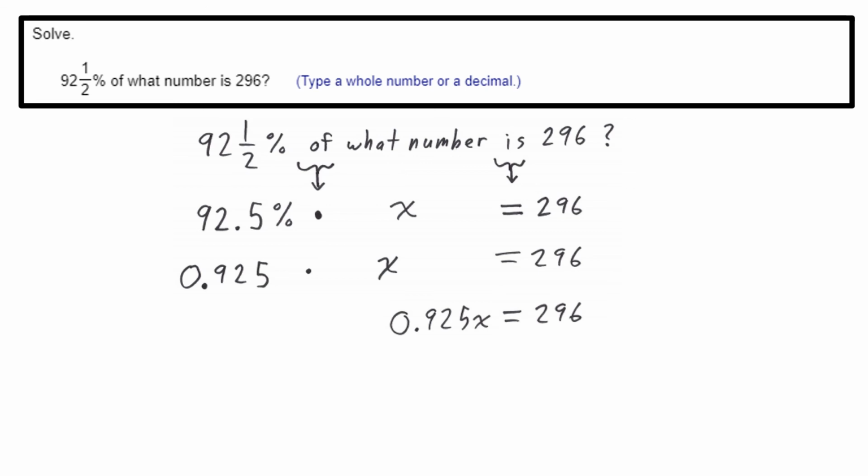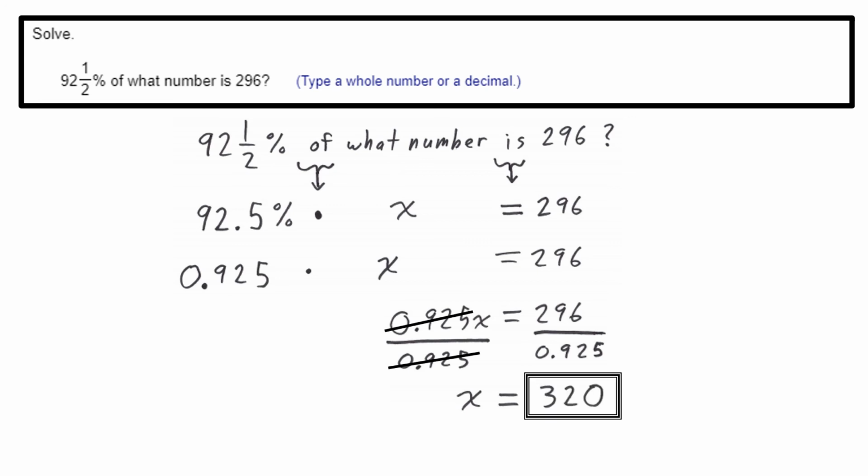Now in our equation, we want to get x by itself. So we'll divide both sides by the coefficient of x. The 0.925s that are on the left will both cancel each other out. It leaves just x on the left. On the right side, we'll want to use our calculator, the top divided by the bottom. And that's our final answer. 92.5% of 320 is 296.